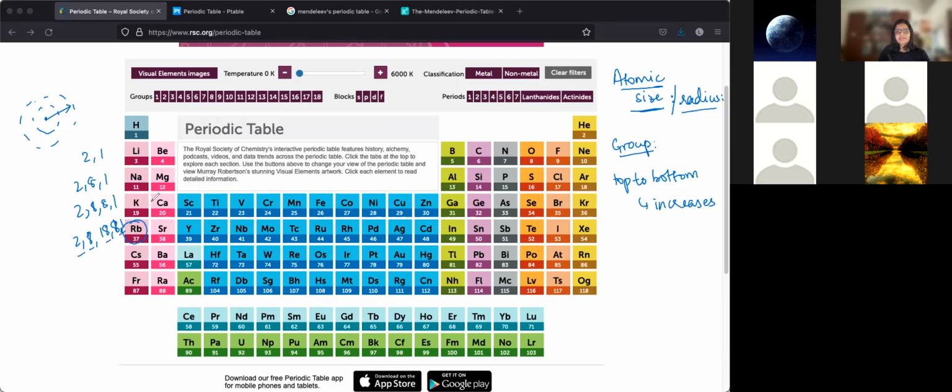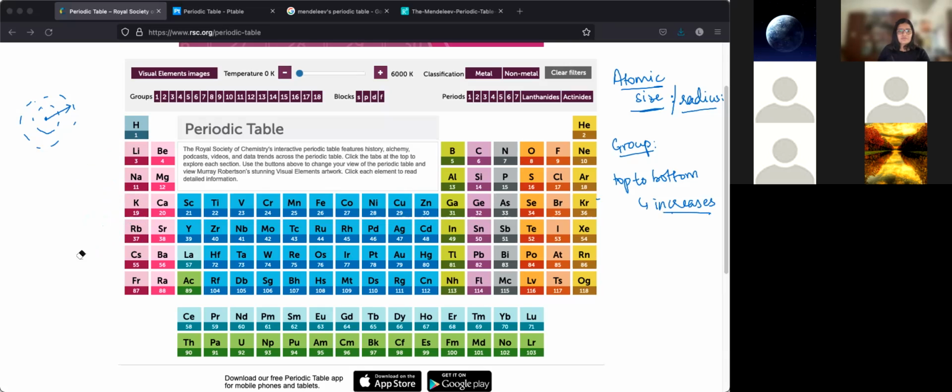So it has the third shell completely filled. For the fourth shell, S and P block are filled, but D block is not filled. So यहाँ पे बस there's only 8 of them, and then 1 आएगा ऐसे. No worry, but yeah. So as you go from top to bottom, there is an extra shell added, and hence atomic size increases.